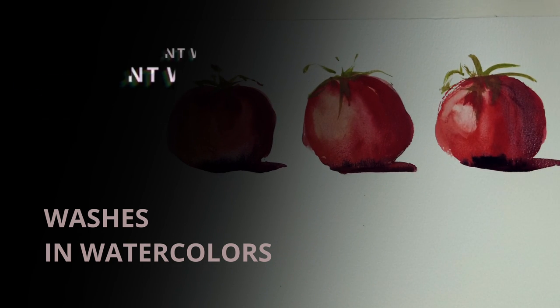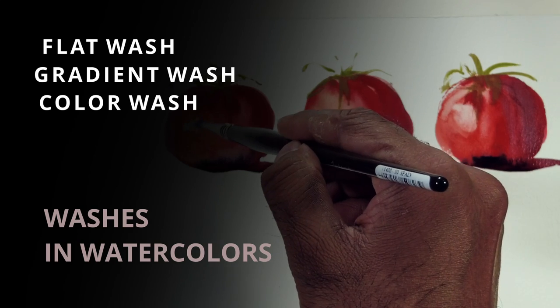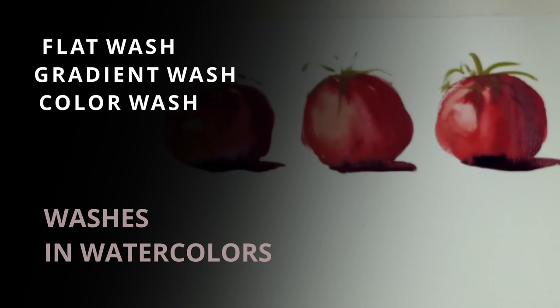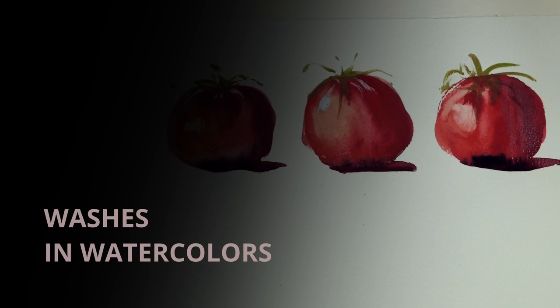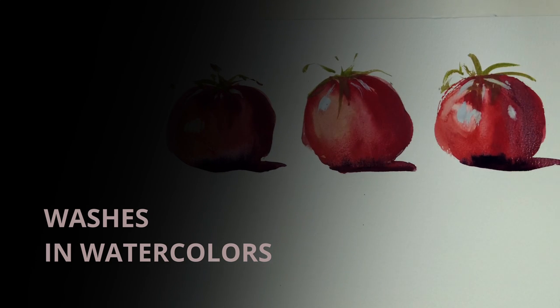There are three types of washes in watercolors. The first wash is the flat wash. The second one is called gradient wash, and the third one is called color gradient wash. Let's focus on the flat wash first. This is the most fundamental technique in a wash, and this is a traditional way of applying watercolors on a watercolor paper.